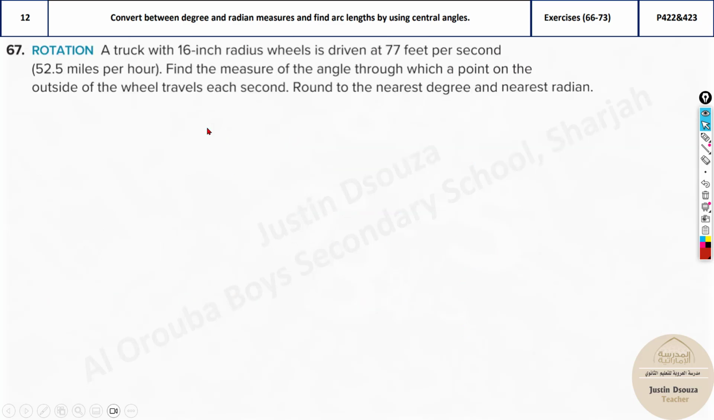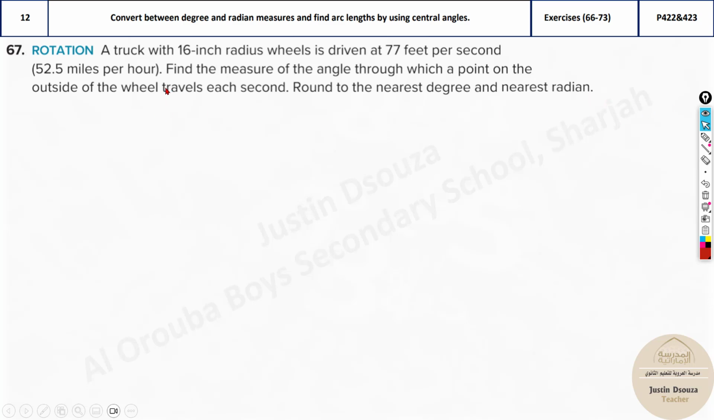It's about rotation. A truck with 16-inch radius wheels is driven at 77 feet per second. That is corresponding to 52.5 miles per hour. Find the measure of the angle through which a point on the outside of the wheel travels each second, round to the nearest degree and nearest radian.